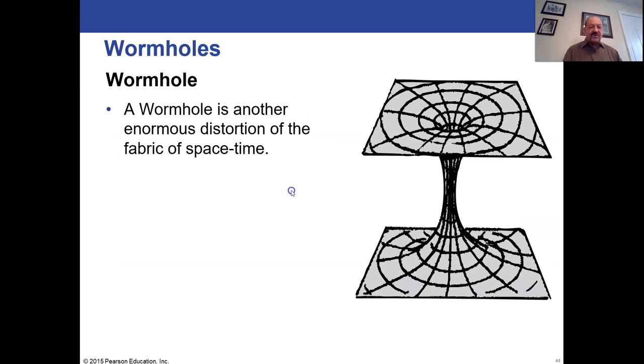Wormholes. Now, wormholes are totally theoretical. People have thought about them, people have looked for them, but nobody's found them. This is the stuff of sci-fi, but it might be reality at some point in the future.